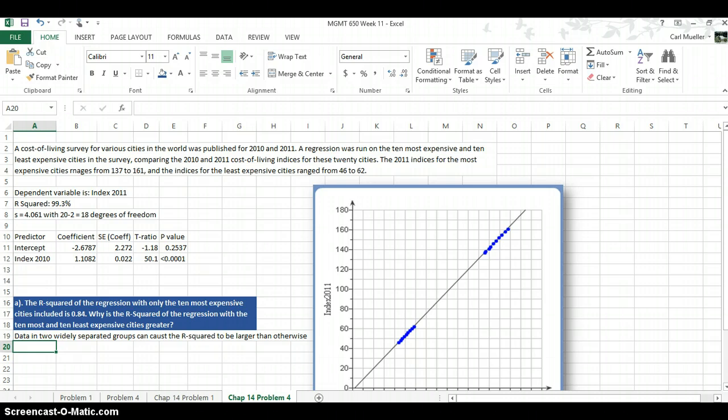The 2011 indices for the most expensive cities range from 137 to 161, and the indices for the least expensive cities range from 46 to 62. And you can kind of see that here. Again, we're just learning how to look at a regression output. R squared right here, 99.3%.